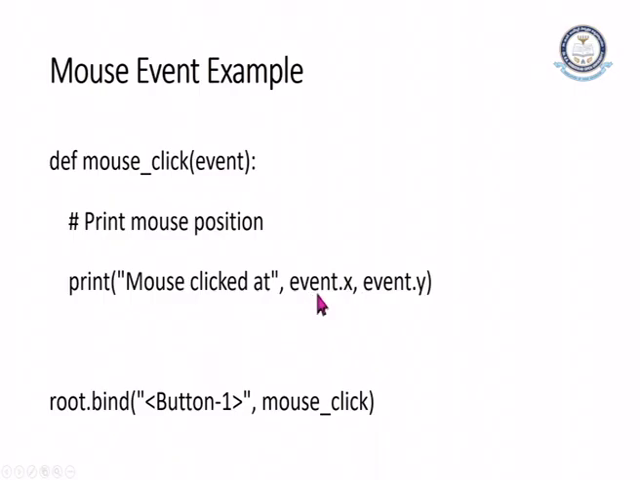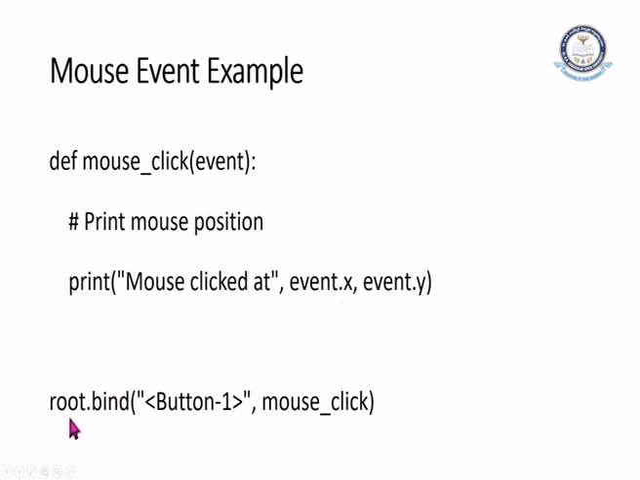Why are we writing this and what is the use of it? event.x is used to display the x coordinate value where you clicked the mouse on the screen, that is, the x coordinate value on that root window. event.y gives the y coordinate value where you clicked with the help of the mouse. For that I am writing this code.